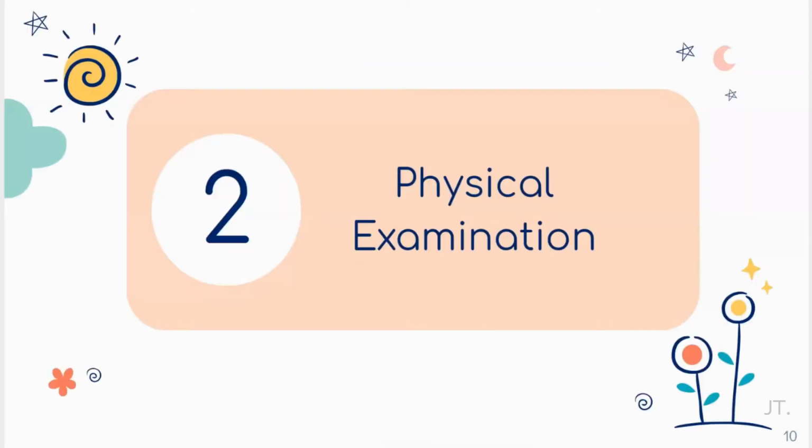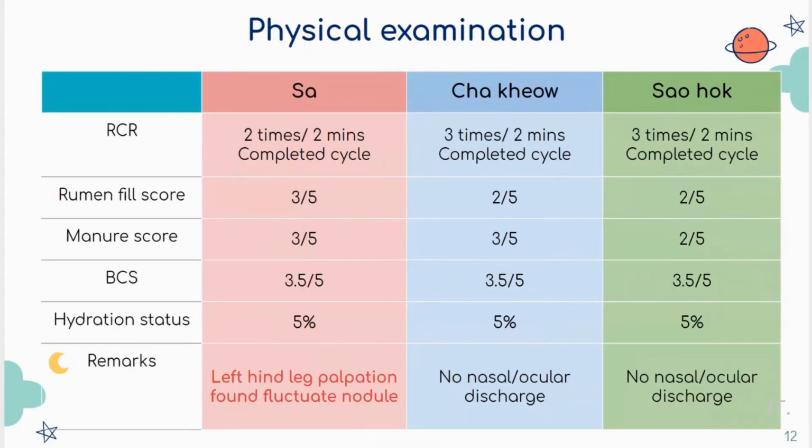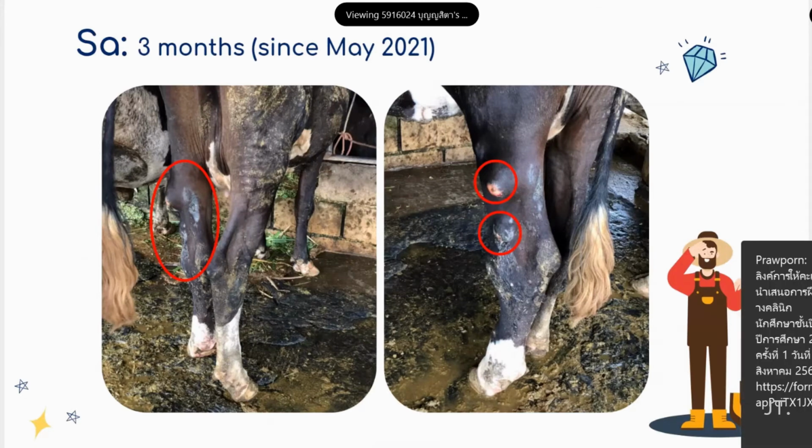Now, please take a look at the physical examination. From this table, the results of the physical examination of the cardiovascular system, respiratory system, and rectal temperature are normal. The digestive system and hydration status are normal too, but during leg palpation we found a fluctuating nodule in Sa. This is an image of Sa's lesion: the left hind limb is swollen and has fluctuating nodules.